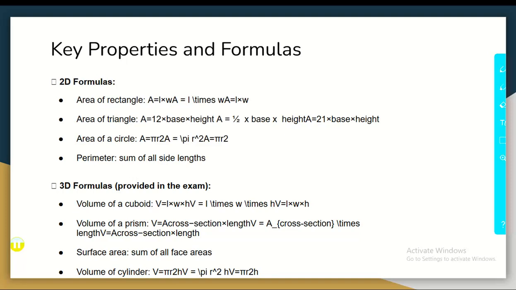Now we move on to 3D formulas. The volume of a cuboid is length times width times height. Volume of a prism is area of cross section multiplied by length. The surface area is sum of all face areas. The volume of a cylinder is pi r squared multiplied by h, the height. While some formulas are provided in AQA exams, understanding when and how to use them is crucial.